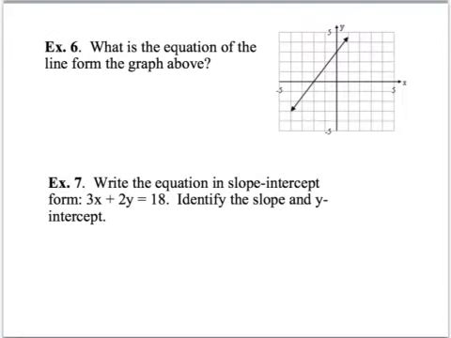Example 6 is going to be done the same way example 5 was, except instead of them telling us what our information is, we're going to use a graph to find it. So this is a graph that they're referring to, and we want to know what is the slope in this graph.